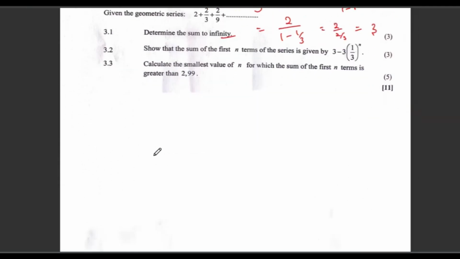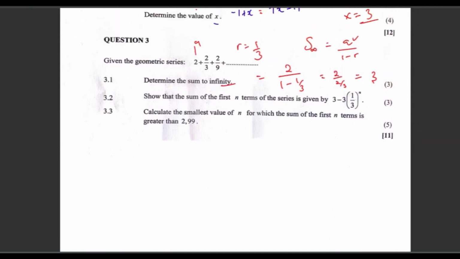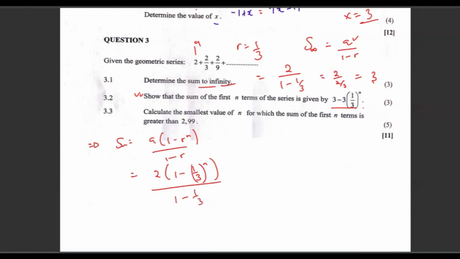Okay, then 3.2. Show that the sum of n terms of the series is given by this. So one thing we know is that this is a geometric series. So we've forgotten about the sum to infinity. We're just talking about the sum of the geometric series, which is given as a into 1 minus r to the n over 1 minus r. So our a is a 2. Open the brackets, 1 minus, we said 1 over 3 to the exponent of n. Let me put this in brackets. Then 1 minus 1 over 3.